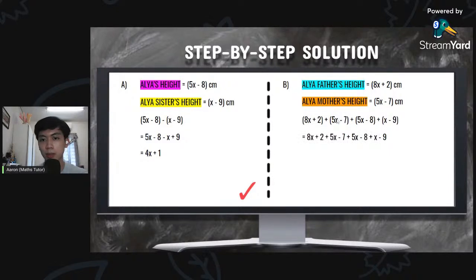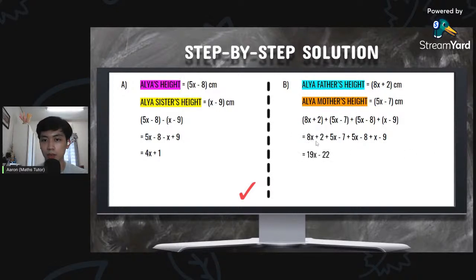So for this part, which is a positive here, which is a plus here, it's very easy. We just open all the brackets, so there's no effect on each sign. So 8x plus 2 plus 5x minus 7 plus 5x minus 8 plus x minus 9. So the whole thing, we open the bracket, and then we will get this algebra expression.